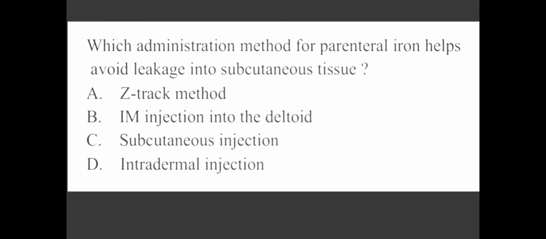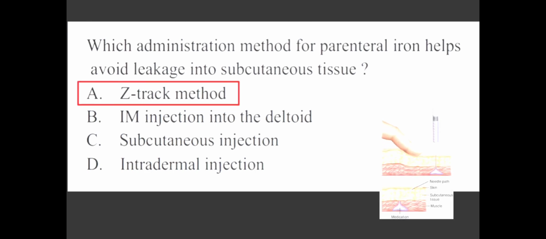Which administration method for parenteral iron helps avoid leakage into subcutaneous tissue? A. Z-track method, B. IM injection into the deltoid, C. Subcutaneous injection, D. Intradermal injection. And the correct answer is A. Z-track method. Z-track method is a type of IM injection technique used to prevent leakage of the medication into the subcutaneous tissue.